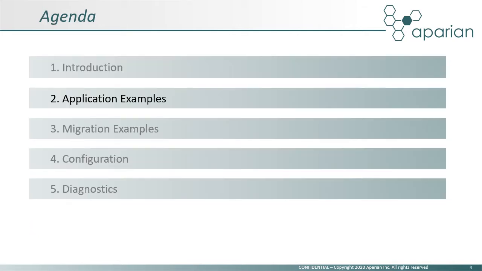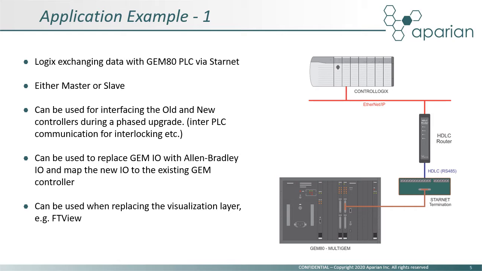Application examples. The first application example allows the Rockwell Automation ControlLogix controller to exchange data with the legacy GEM80 PLC. The HDLC router connects to the Logix controller over Ethernet IP and exchanges data with the GEM80 PLC over HDLC via the GE StarNet communications card. In this example, the HDLC router can be used as a master or a slave on the HDLC network and exchanges data with the Logix controller using a Class 1 Ethernet IP connection. This application example allows the user to either replace the GEM.io with Rockwell Automation I/O or replace the legacy HMI with FTView.